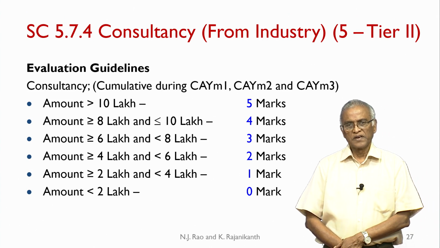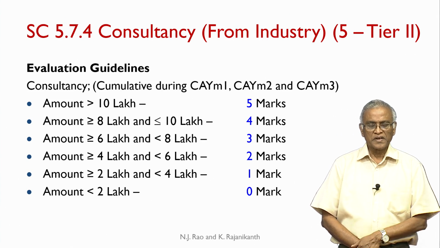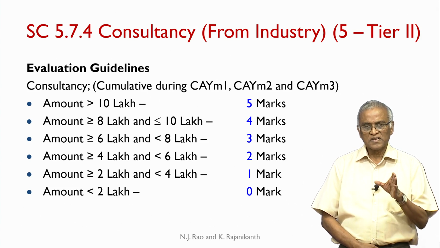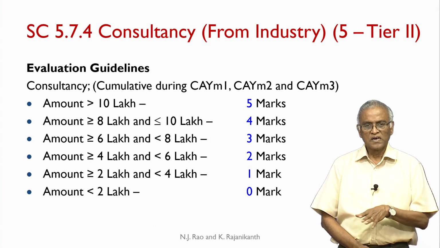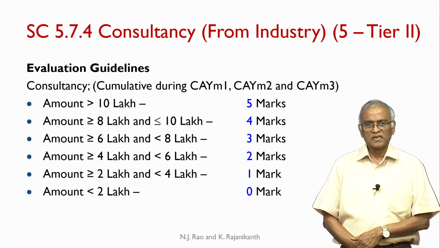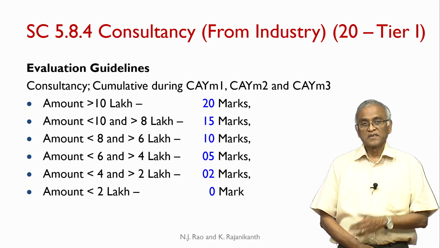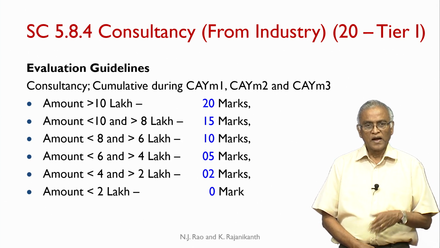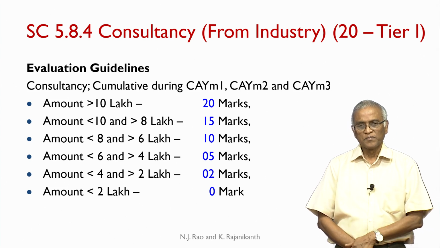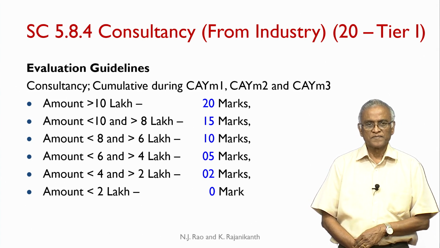And consultancy from industry, 5 marks for tier 2, and once again over a 3-year period, if the amount exceeds 10 lakhs you get 5 marks, and if it is less than 2 lakhs you get 0 marks, otherwise on a pro rata basis. And similarly for tier 1 institution, they expect it to do a little more consultancy with the industry, and if it exceeds 10 lakhs you get 20 marks, and if it is less than 2 lakhs you get 0 marks.